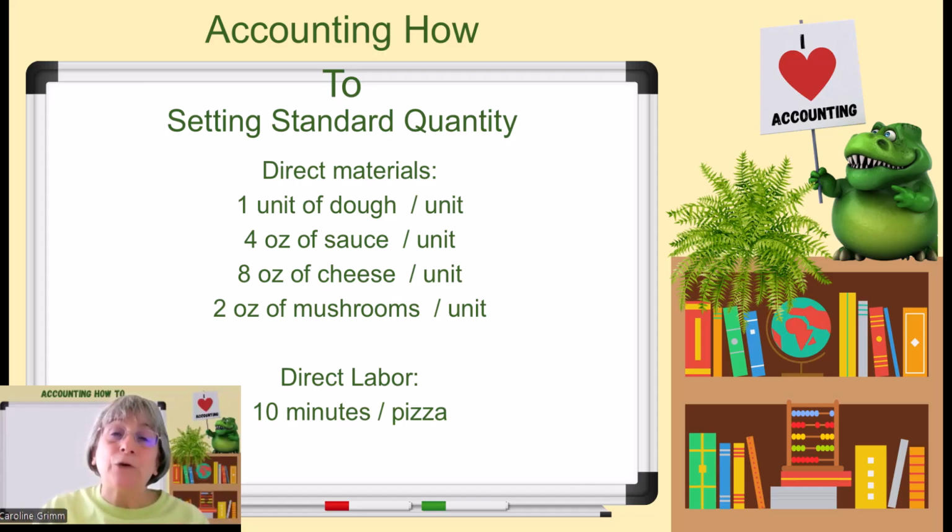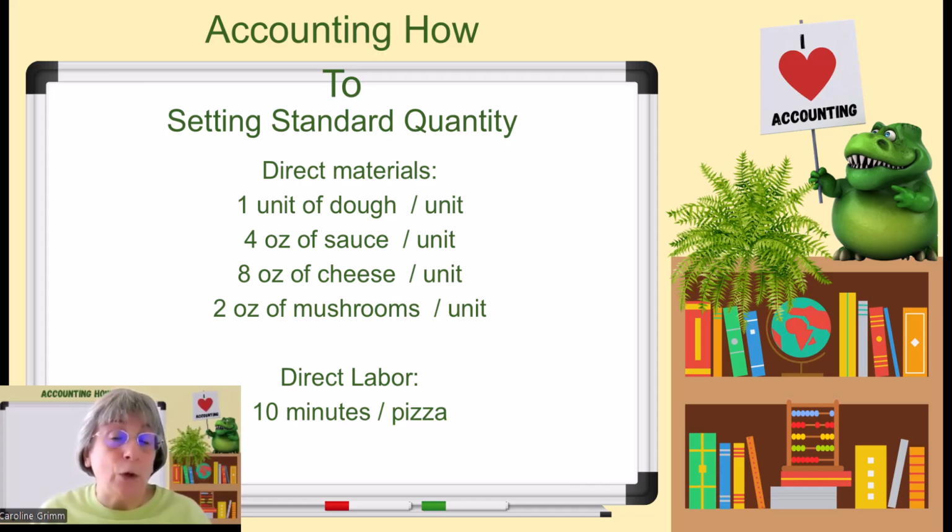And now we need to look at our standard quantity. So we know that for our direct materials, we need 1 unit of dough. We need 4 ounces of sauce, 8 ounces of cheese, 2 ounces of mushrooms. Those are our standard quantities for direct materials. And we need 10 minutes per pizza for our direct labor quantity. Now that we have those numbers, what we're going to do is compare those to what actually happens. So we want to see if there's a variance between those two.